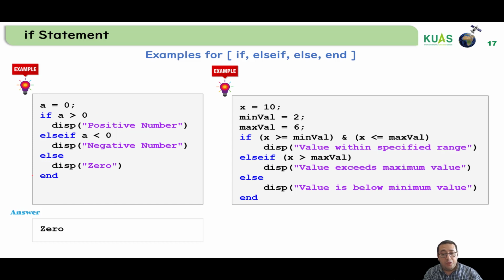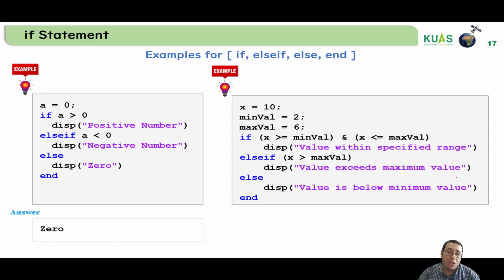For this example, we have a value for x equal to 10, the minimum value is 2, and the maximum value is 6. The question is: if x is greater than or equal to the minimum value and x is less than or equal to the maximum value, display or print "value within the specific range". Else if x is greater than the maximum value, print "value exceed the maximum value", else display "value is below the minimum value".